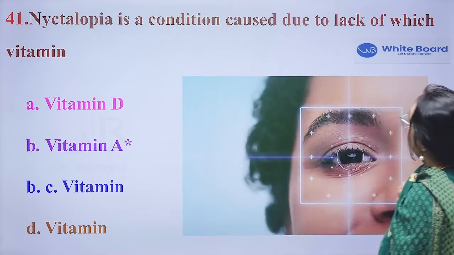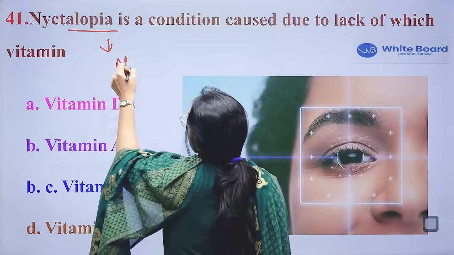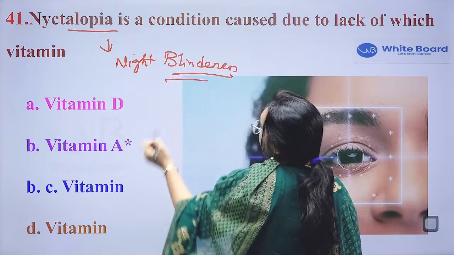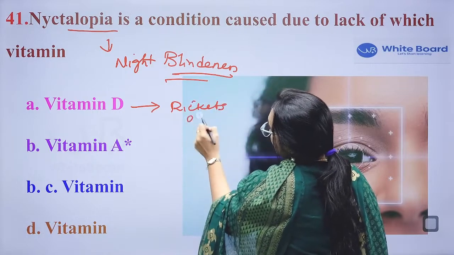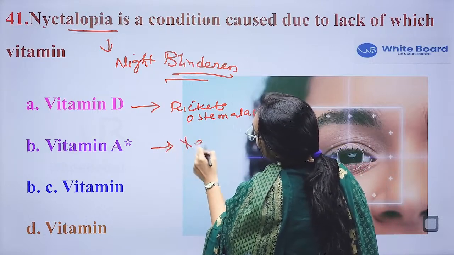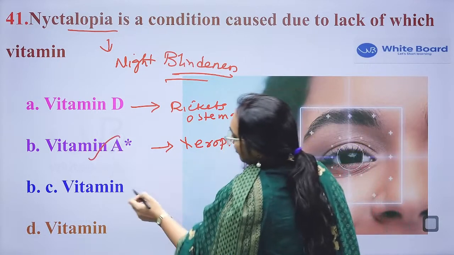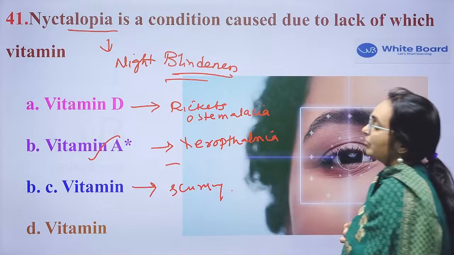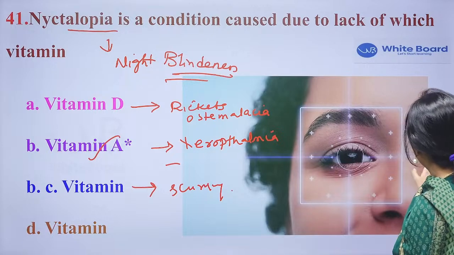Next. Nyctalopia is a condition caused due to the lack of which vitamin? Nyctalopia means night blindness. Night blindness is not caused by deficiency of vitamin D. Vitamin D deficiency causes rickets, osteomalacia, so it is not correct. Vitamin A causes nyctalopia and xerophthalmia. Vitamin C is scurvy. So here nyctalopia is caused by the deficiency of vitamin A. Option is B. 41 option is B.